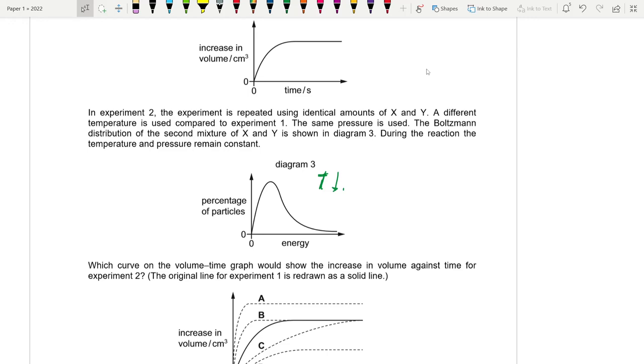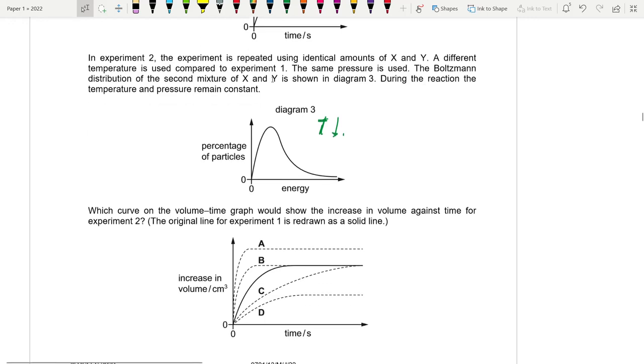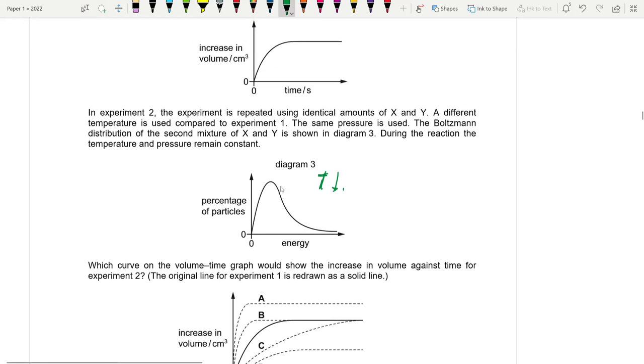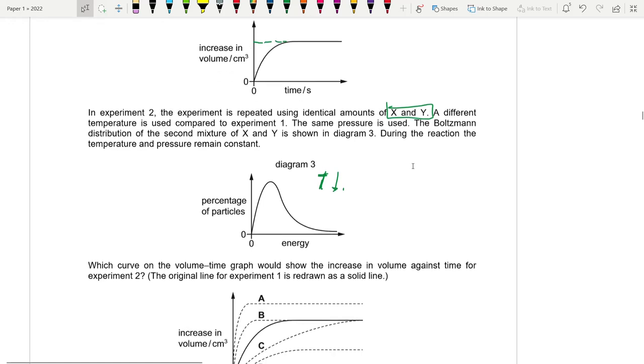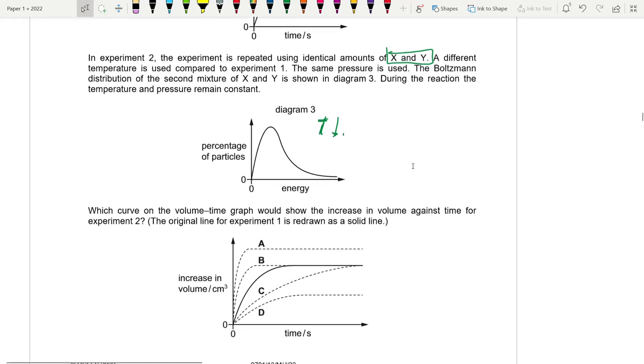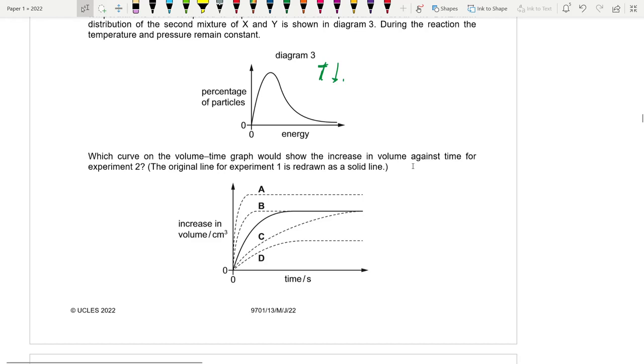The same pressure is used. The Boltzmann distribution is shown. Everything remains constant. But we use the same amount of X and Y. So, you've got to understand that at the end, the increase in volume will be the same because we have the same amount of reactants. However, what will be different? Since the temperature is lower, more time will be taken to reach that volume, but the same volume will be reached because we have the same amount of reactants.